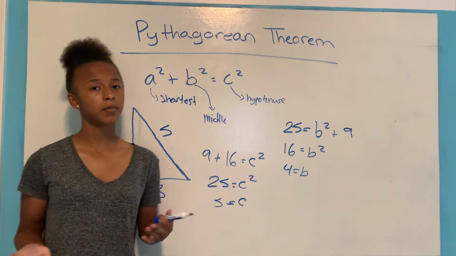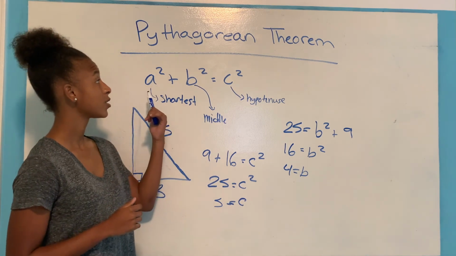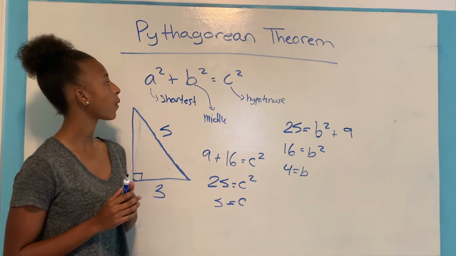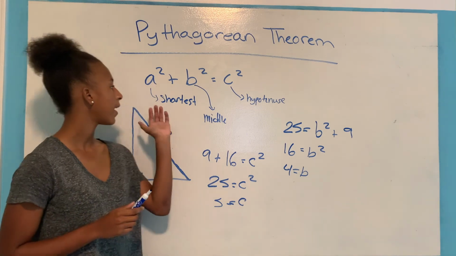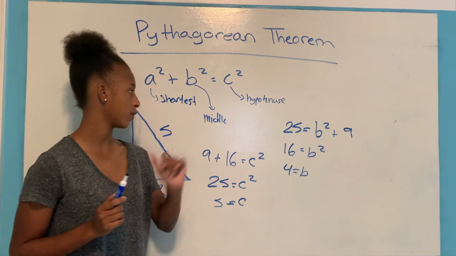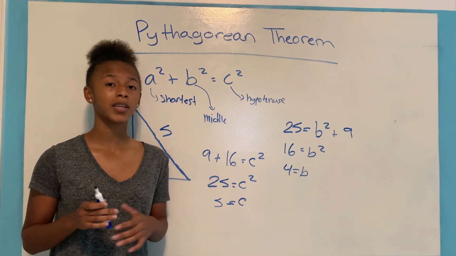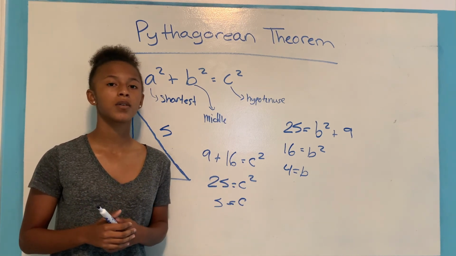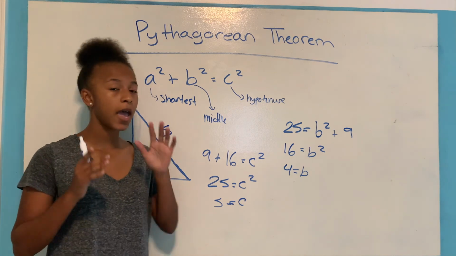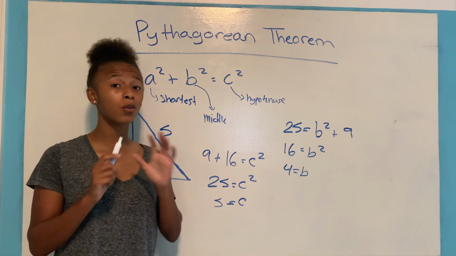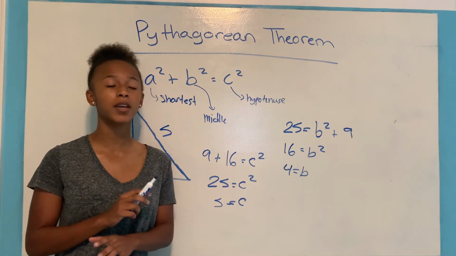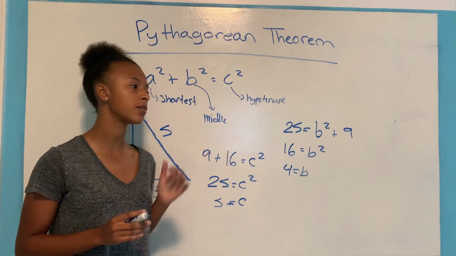A little recap on the Pythagorean Theorem. It's A squared plus B squared equals C squared. A is the shortest leg of the triangle, B is the middle leg, and C is the hypotenuse. You can solve for really any side length if they give you the other two. And one key reminder: this is only used for right triangles. You cannot use it for just any kind of triangle. It has to be right triangles.